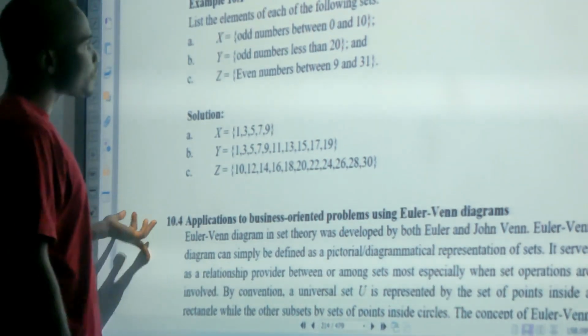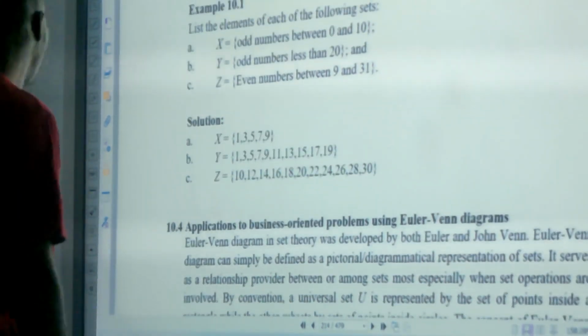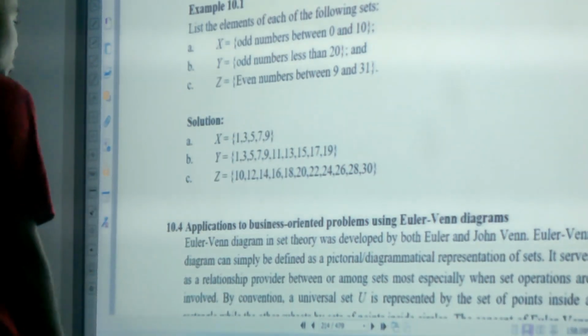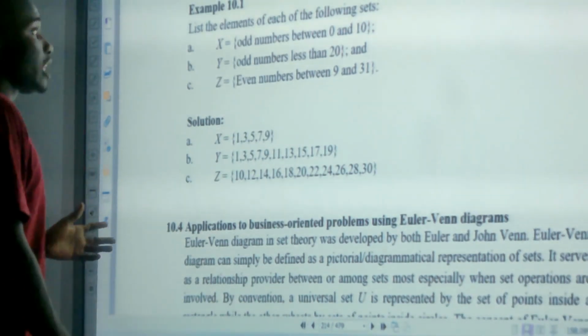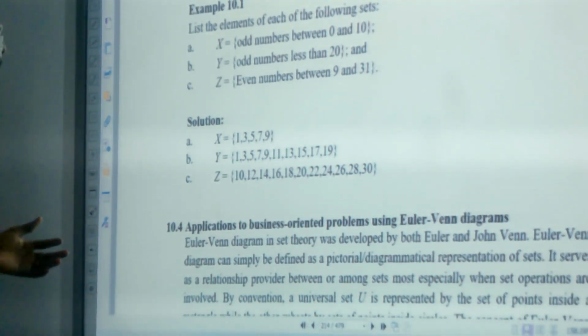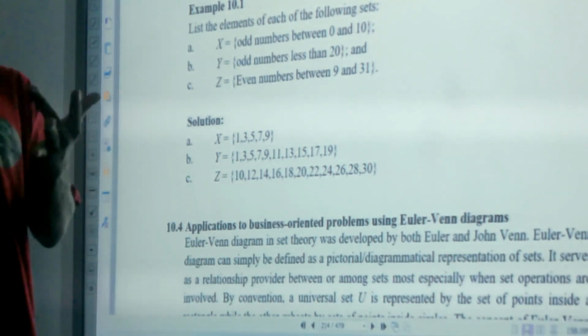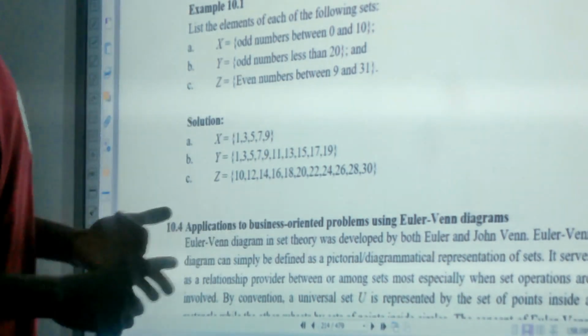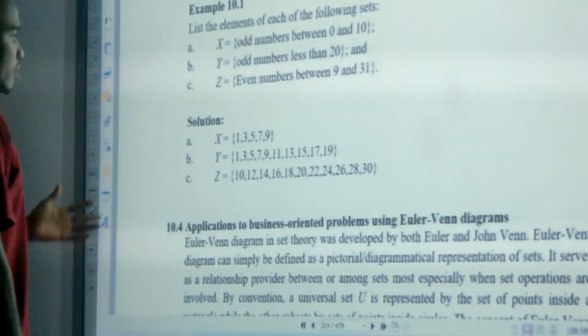So we have sets. We are taking an example now, and I will be solving it. We usually use a Venn diagram. List the elements of each of the following sets. X is the odd numbers between 0 and 10, so set X will be 1, 3, 5, 7, 9. So set X is that.